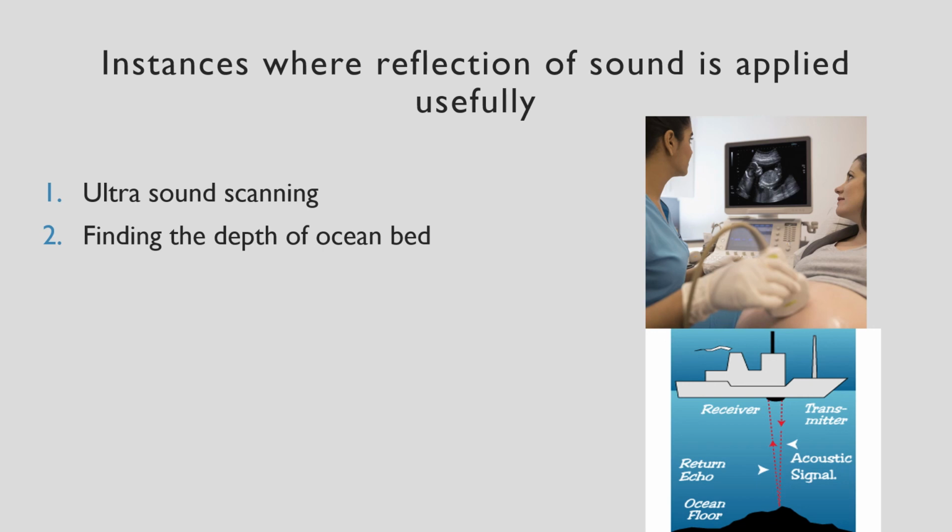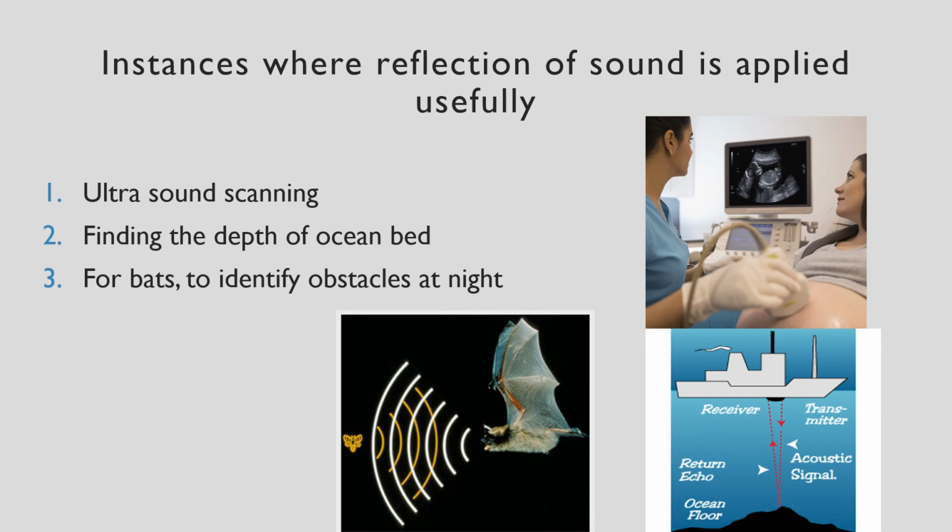So the method used here is called the sound navigation and ranging system, or sonar system, and the equipment used here is the echo sounder. And another natural instance of using this phenomenon of reflection is by animals. Animals like bats and whales use this reflection of sound waves to identify obstacles.